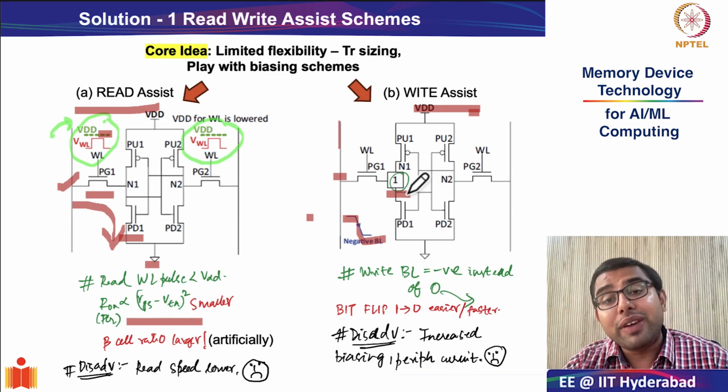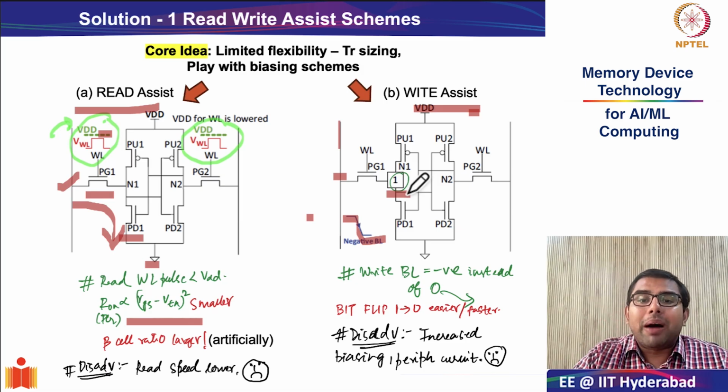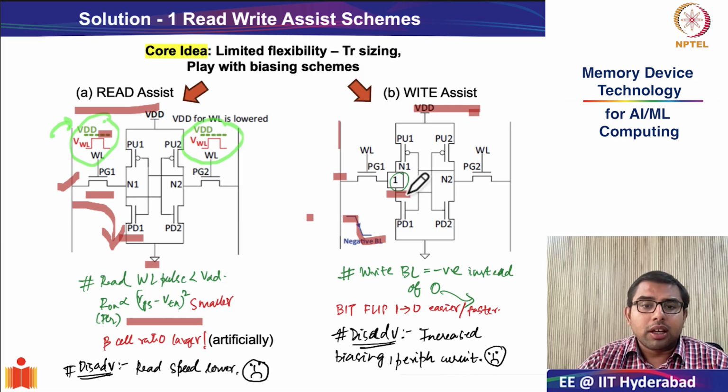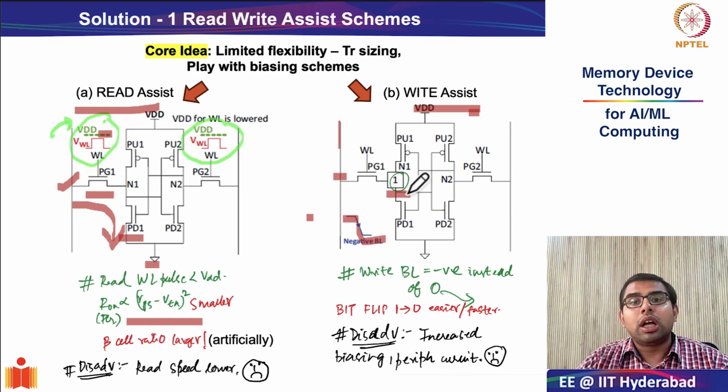So the disadvantage that we have to generally deal with is that the biasing circuitry, so generating negative voltages, is not always very easy. It is easy, but it will come at the cost of increased biasing and peripheral circuitry. We have seen in our previous classes how important it is to maintain a small peripheral area in order to increase the memory efficiency.